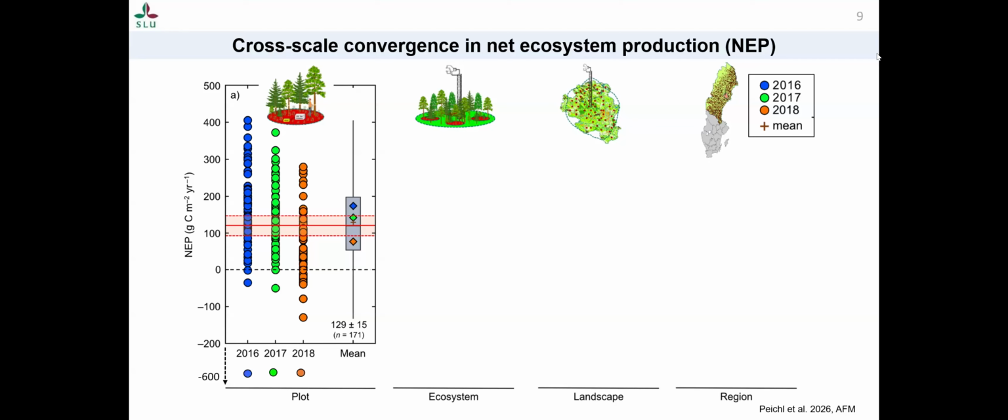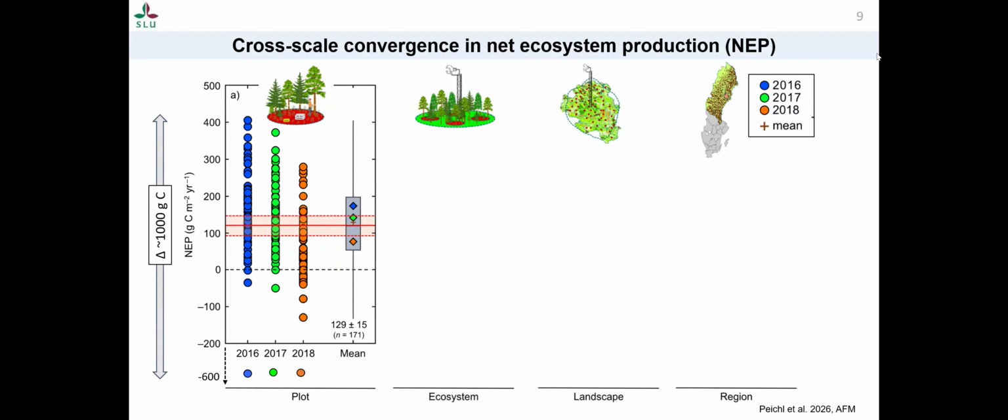So if we take this into account, then the actual full span of variability across the forest managed landscape is around 1,000 grams of carbon per square meter per year. So that's a huge variability.